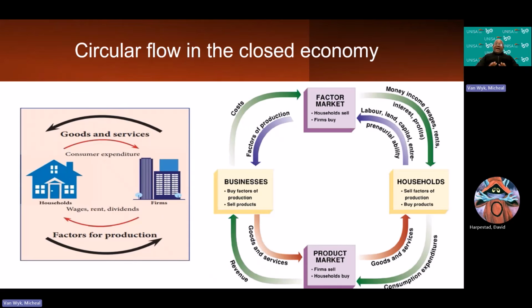Now, here is a nice picture of how the circular flow in a closed economy operates. Right on the left-hand side of the screen, you will see there's a house and there's a firm.